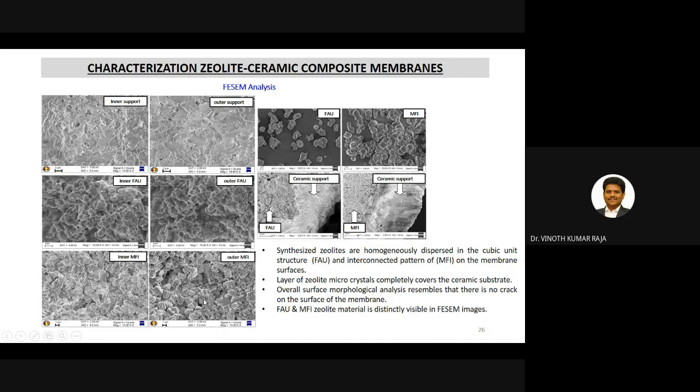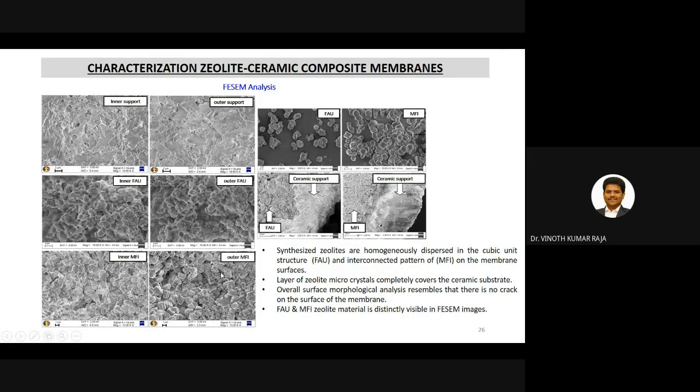So inner and outer surface. For better understanding, I have provided the inner and outer surface of the support and coated with the FAU zeolite and also coated with the MFI zeolite. This is the powder that I have shown here. And here is the cross section view of the membrane. This is the zeolite particle coated on the membrane, and this is the ceramic support. Similarly here also I have given the MFI zeolite surface and ceramic surface.